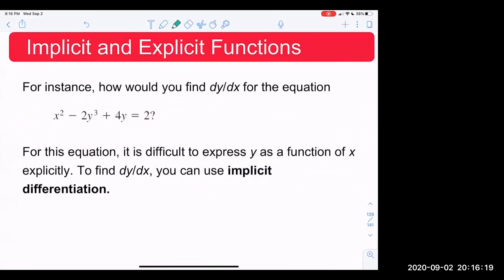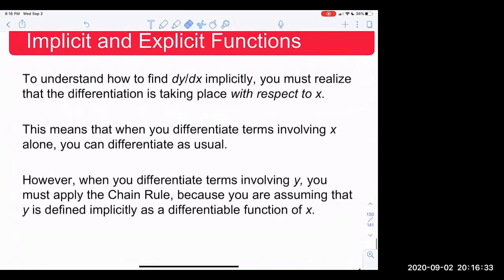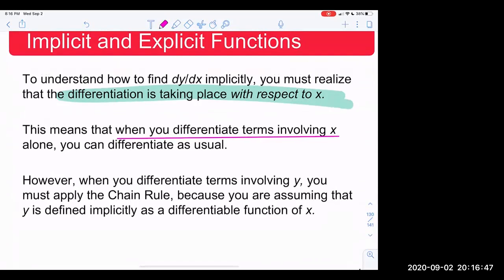So how would we find the derivative of y with respect to x for this function here? Not possible to solve for y, is it? No. So we're going to need to use implicit differentiation. Now, understanding how to do this is understanding that all of our differentiation is taking place with respect to x. This means that when you differentiate terms involving x, and only x, you can differentiate as usual. When you differentiate terms involving y, you must apply the chain rule, because you're assuming that y is implicitly defined as a differentiable function of x. So I'll show you what that means.